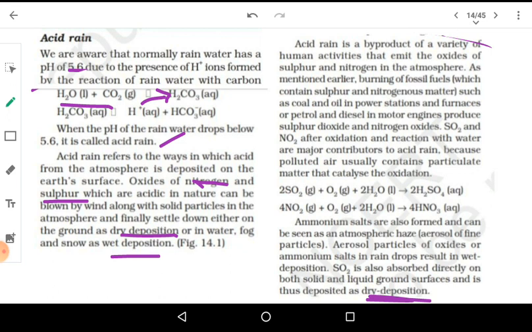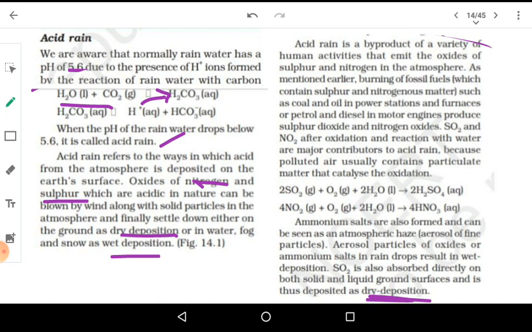Dry deposition means the oxides of nitrogen and sulfur are carried away by winds and fall on a certain surface. And what is wet deposition? Wet deposition means the oxides of nitrogen and sulfur are dissolved in fog, mist, or rainwater and reach the surface of Earth. This is known as wet deposition.